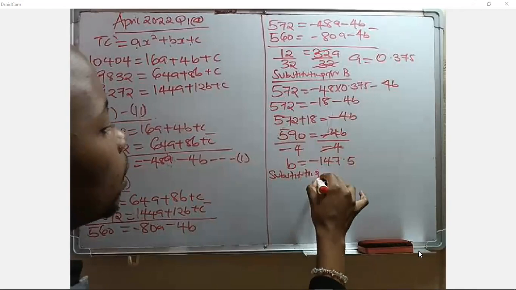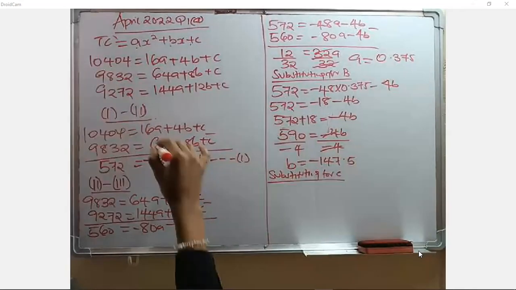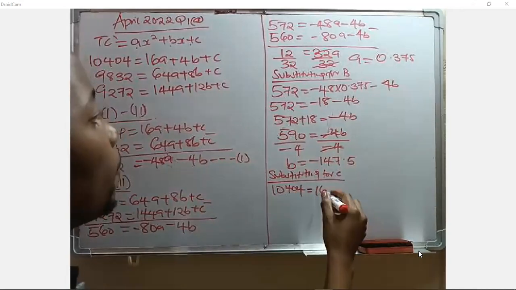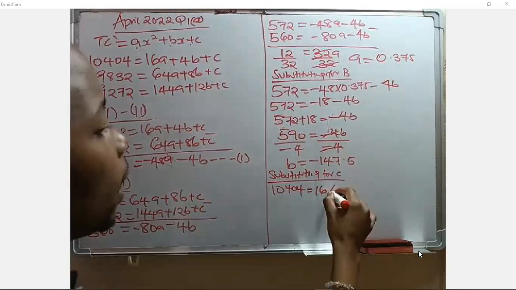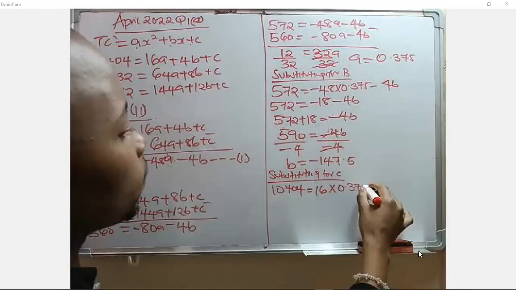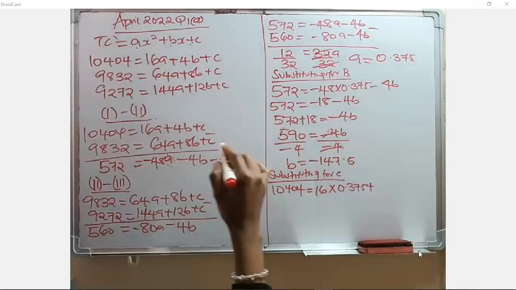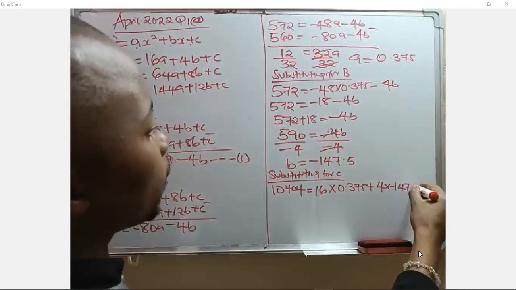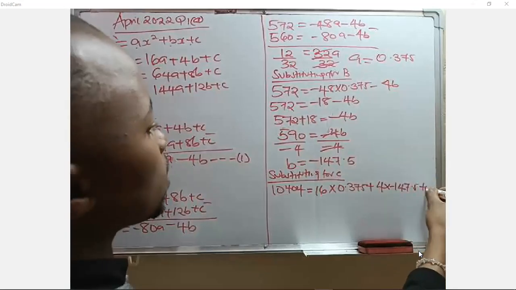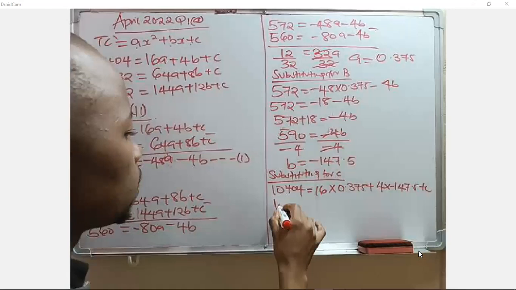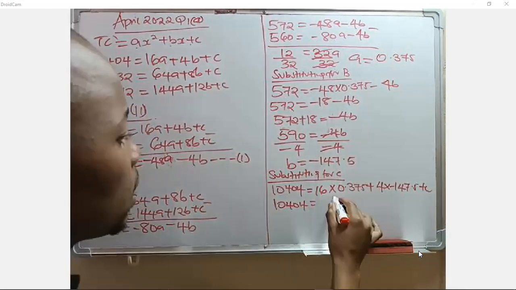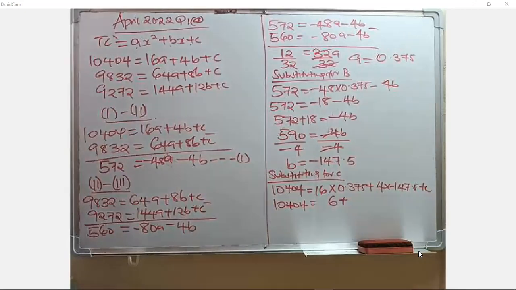Then we substitute for C. Take the first equation here: 10,404, which equals 16 multiplied by my A, 0.375, plus 4 times the value of B, which is negative 147.5, plus C. So 10,404 will be equal to 16 times 0.375, which is 6, plus 4 times negative 147.5.